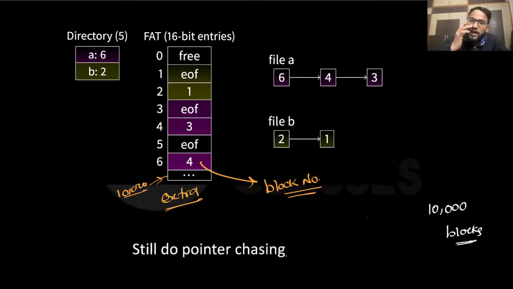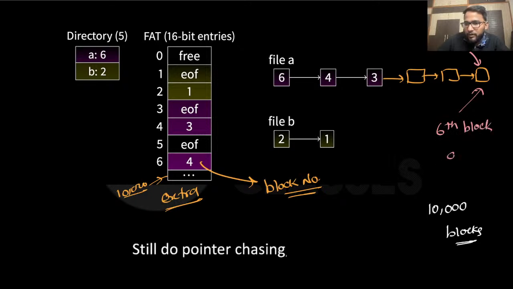But let's suppose I want to go to the third block, or the second block of this file, or maybe there are more blocks. Let's suppose I want to go to this block: 1, 2, 3, 4, 5, 6. I want to go to the sixth block. You getting my point? Let me know.